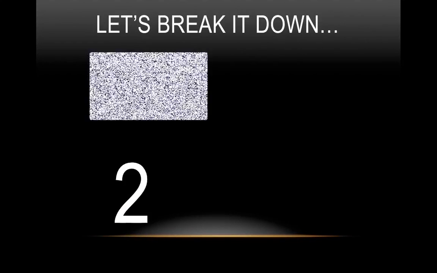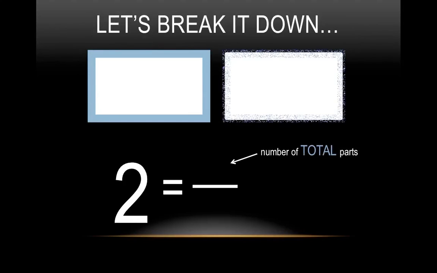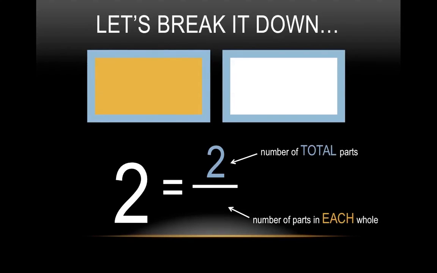So let's break it down step by step. Here's a whole number 2. Here are 2 things. In order to represent 2 as a fraction, we first want to write the numerator, which is the total number of parts. On your fingers, hold up how many total parts this model has. 1, 2. If you held up 2 fingers, you were right. To write the denominator, we want to look at the number of parts each whole has. On your fingers, hold up how many parts each whole has. Well, if you held up 1 finger, you're right. It only takes 1 part to make up each of these wholes. So our fraction would be written as 2 over 1 or 2 wholes.